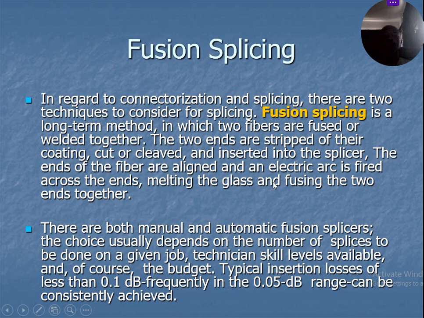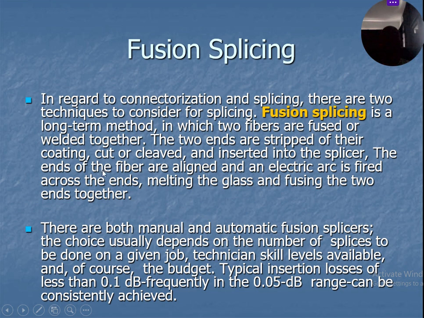When we talk about fusion splicing, connectorization and splicing, there are two techniques to consider. This is called fusion splicing. Fusion splicing is a long-term method in which two fibers are fused or welded together. This method usually results in what we call permanent splices. The two ends are stripped of their coating, the protective coating of the two ends of the wires that you want to splice together.